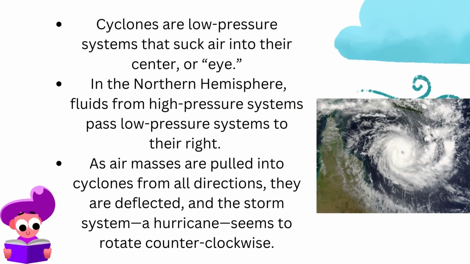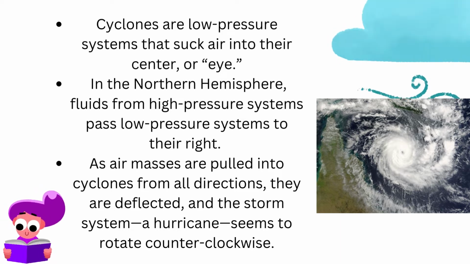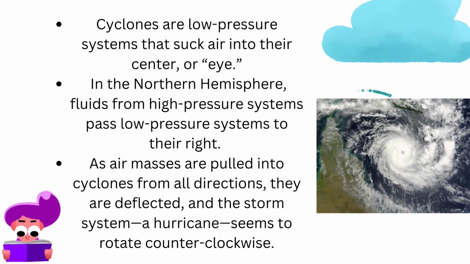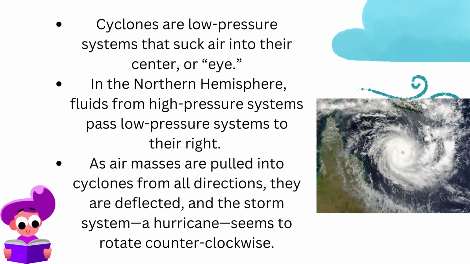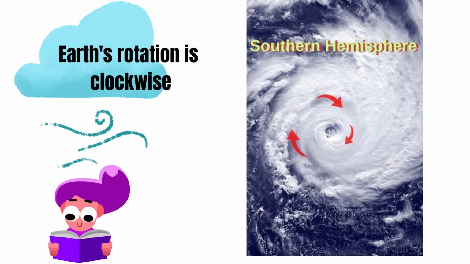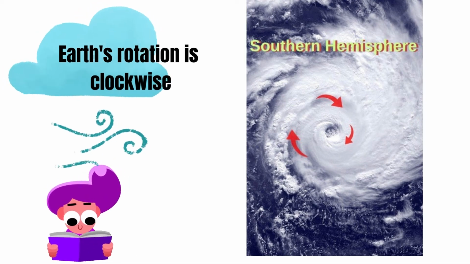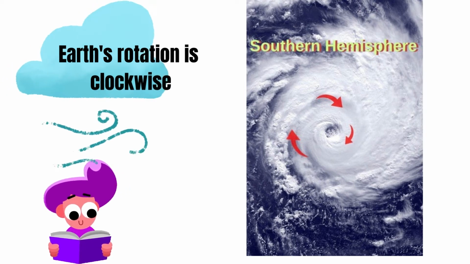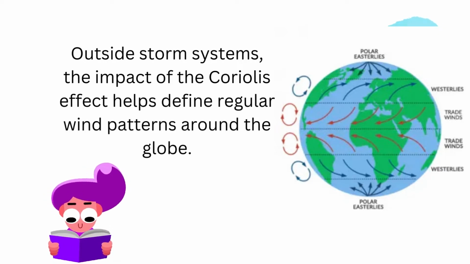Cyclones are low-pressure systems that suck air into their center, or the eye. In the Northern Hemisphere, fluids moving from a high-pressure system to a low-pressure system are deflected to the right. As air masses are pulled into cyclones from all directions, they are deflected, and the storm system or hurricane seems to rotate counterclockwise. In the Southern Hemisphere, currents are deflected to the left. As a result, the storm system seems to rotate clockwise. Outside storm systems, the impact of the Coriolis effect helps define regular wind patterns around the globe.